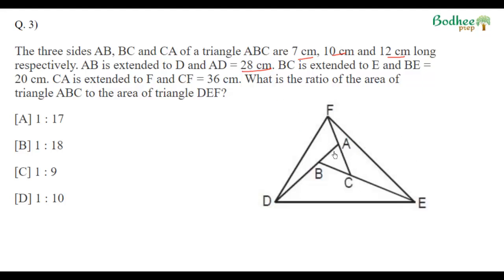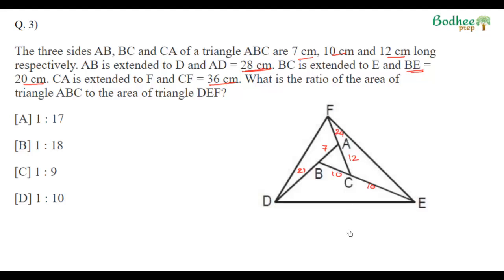This length AB is 7, AB is extended till D and the entire length is 28. So we can say that BD will be 21, correct? Similarly, BC is extended and the value of BE is 20 centimeters. So BE is 20 centimeters, BC is 10, so this will also be equal to 10. Similarly, CA is extended and the value of CF is 36. AC is already given to us as 12, so this much will be equal to 24.